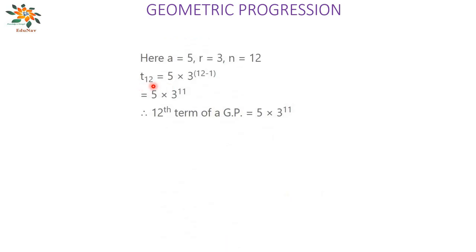Now having known the values of a and r, we are required to find the 12th term. We know that the general formula for the nth term of a GP equals a into r raised to the power n minus 1. So using that same formula, we have T12 equal to 5 into 3 raised to the power 12 minus 1. That will be equal to 5 into 3 raised to the power 11. Therefore the 12th term of the geometric progression will be equal to 5 into 3 raised to the power 11. Thank you, students.